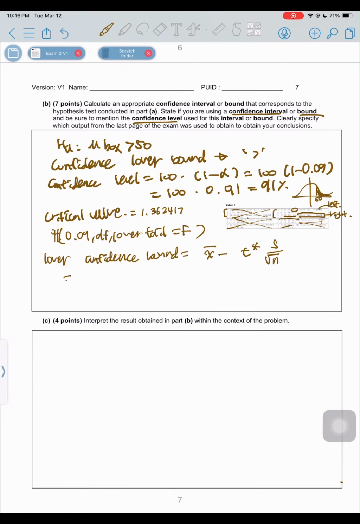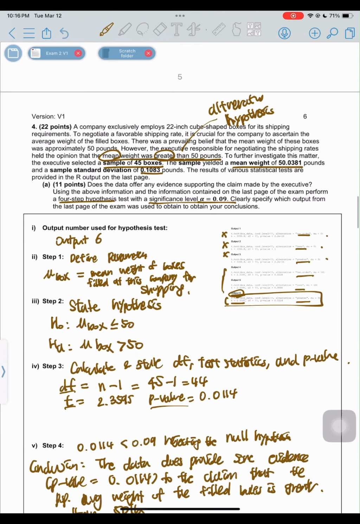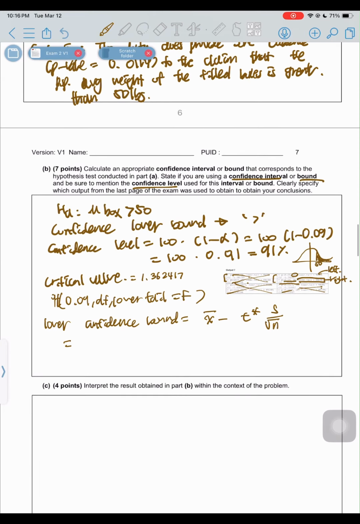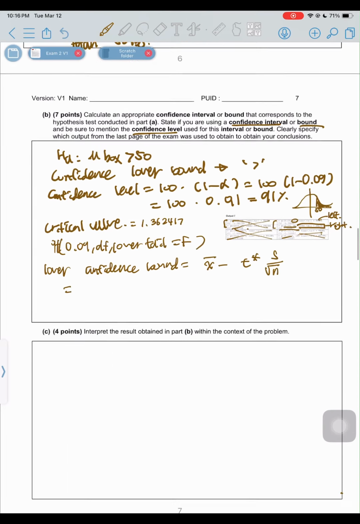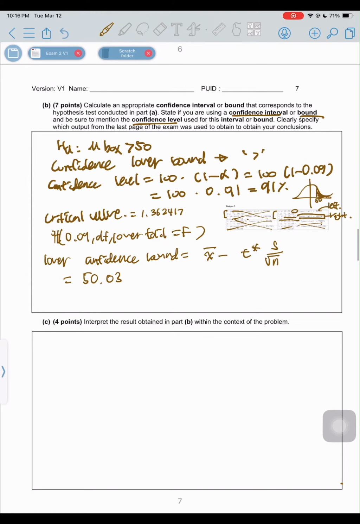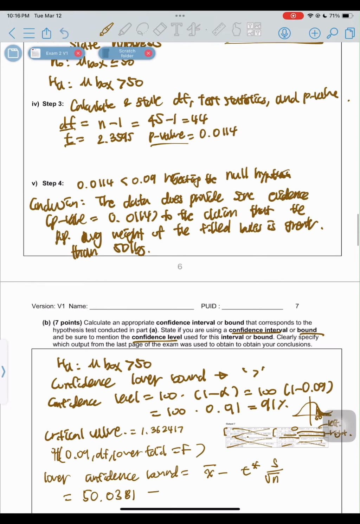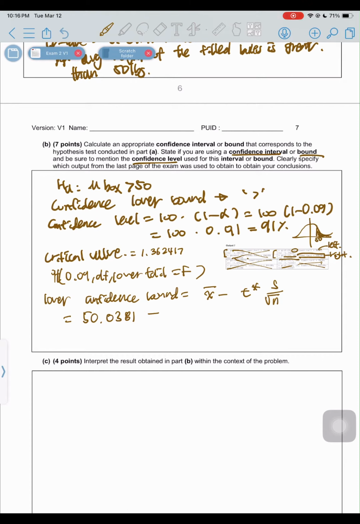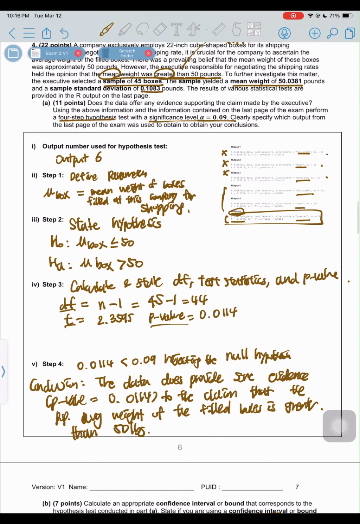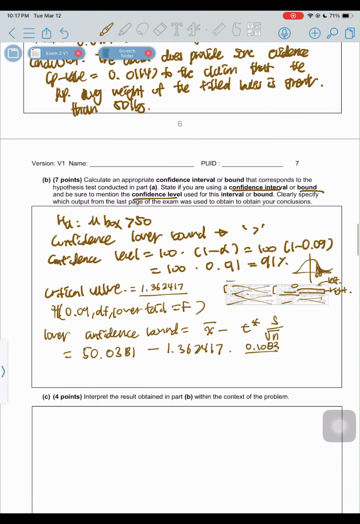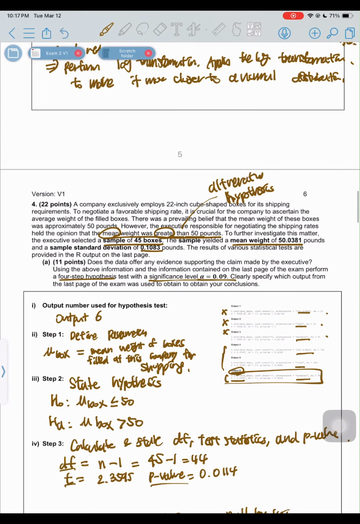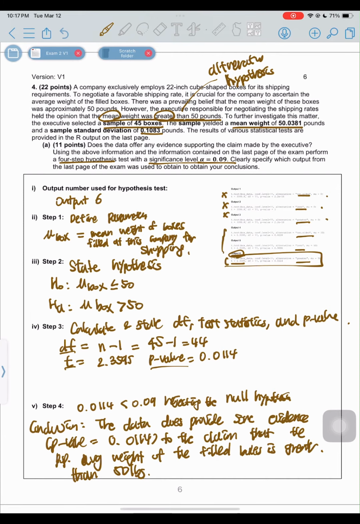So the sample mean, we are given that sample mean is 50.0381. Okay. 50.0381 minus t statistics value, which we found in part B, 1.362417 times the standard deviation value. Okay, standard deviation value is 0.1083. Okay, and then the n value, the sample size, which is 45.